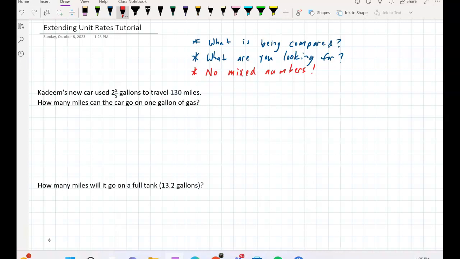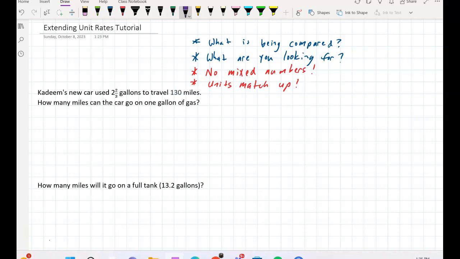And the other thing you want to make sure is that your units in your proportions match up. If you're comparing miles to gallons, you want miles on top on both sides of your proportion and gallons on both sides in the bottom. Those are 4 important things to remember. So with that said, let's take a look at our first question.